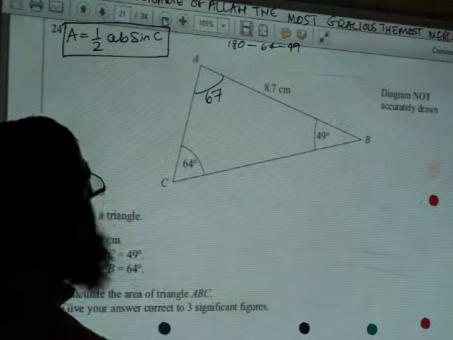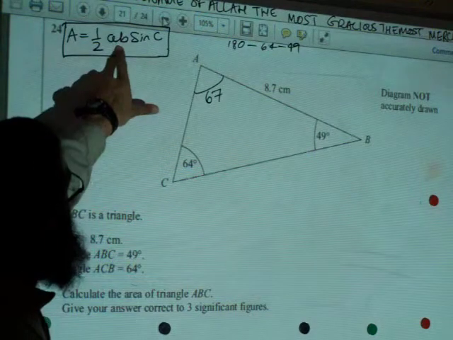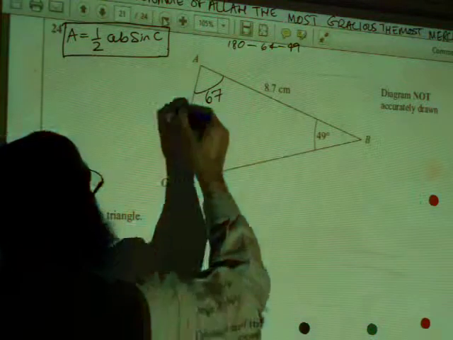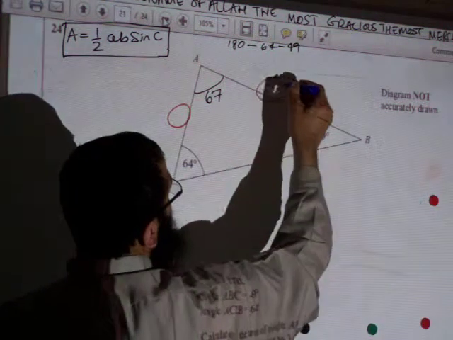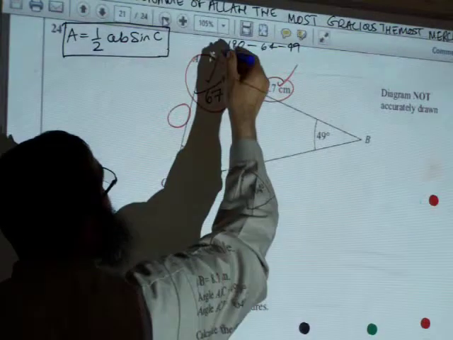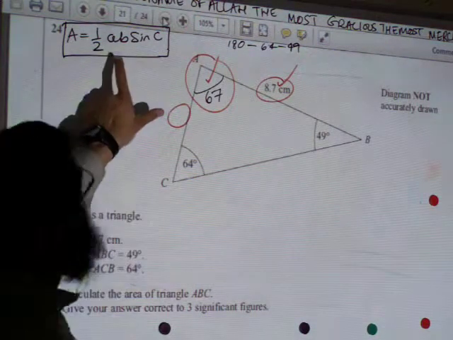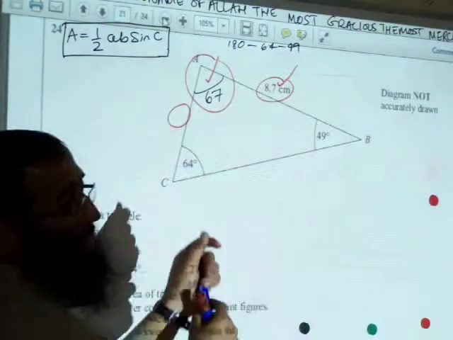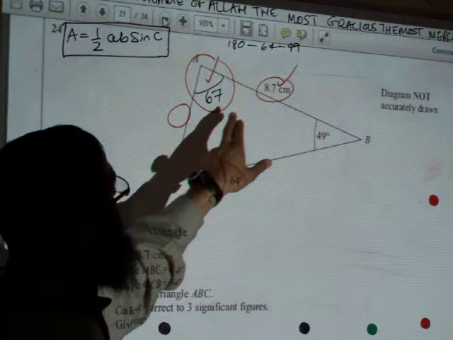67. Now, in order for us to use this formula, okay, we need to know what? We need to know this side here and this side, which we do. And we need to know this angle here, which we do. Because this formula works on the basis that you know the two adjacent sides. So we know this side and this side.